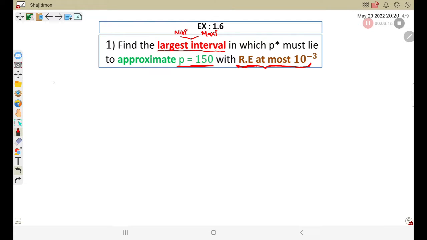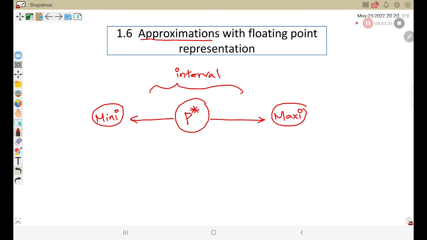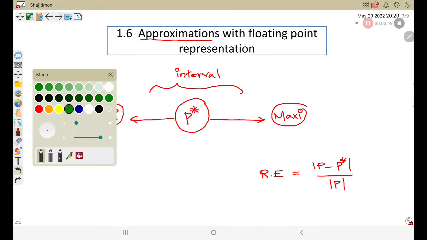Start from here. What is the condition given in the question? Relative error at most 10 power minus 3. This is the condition in the question. Now, before coming to this question, all of you remember we studied the meaning of relative error. What is the rule for finding relative error? Absolute p minus p star divided by absolute p, correct? This was the rule we studied before.